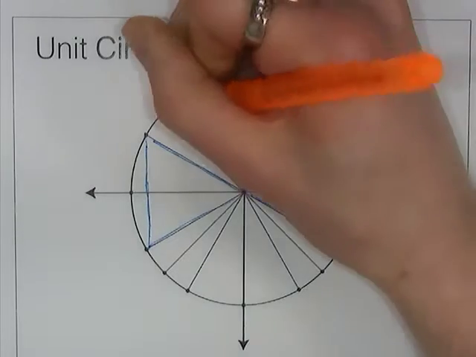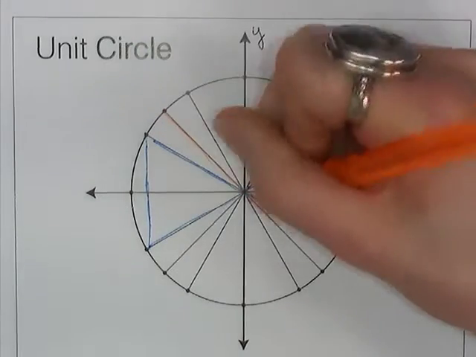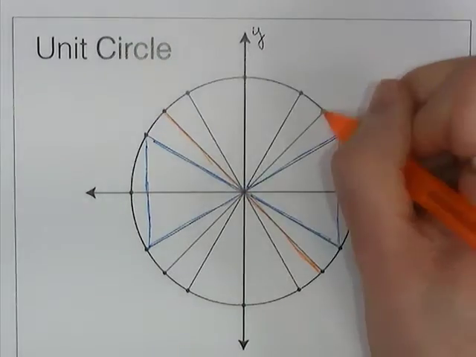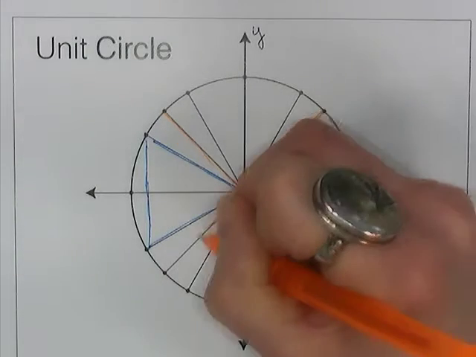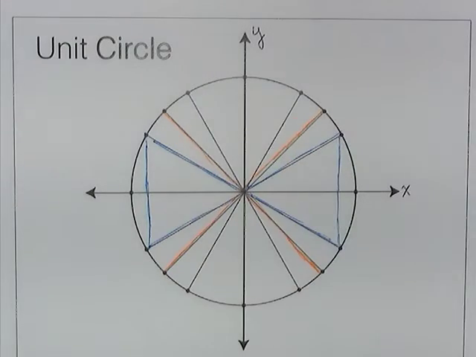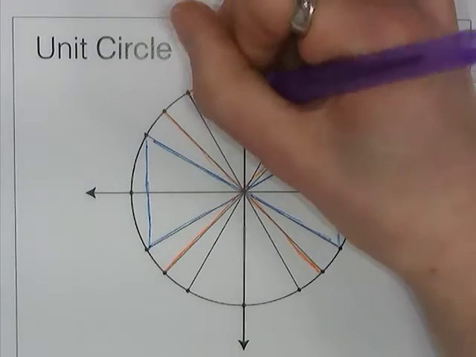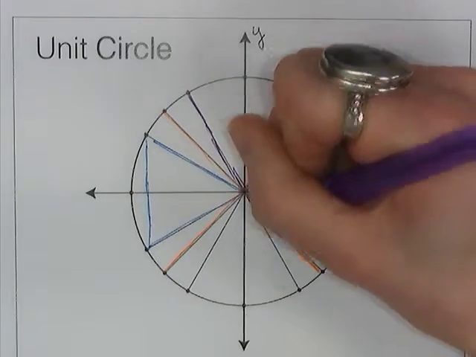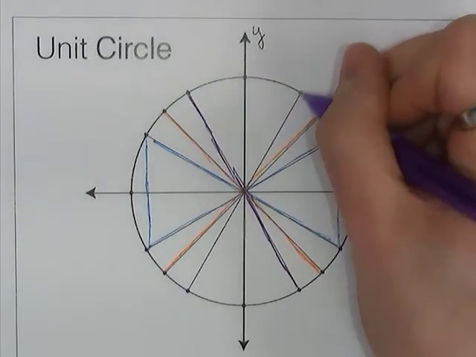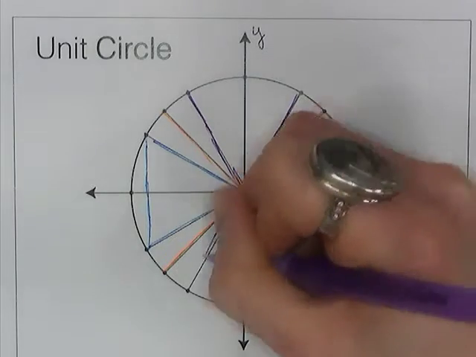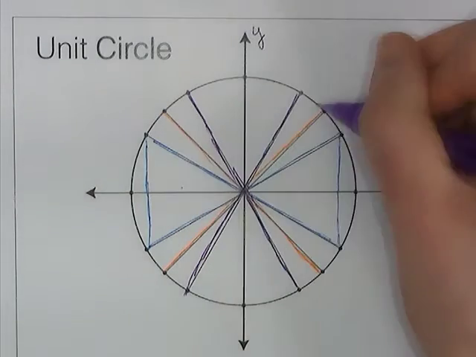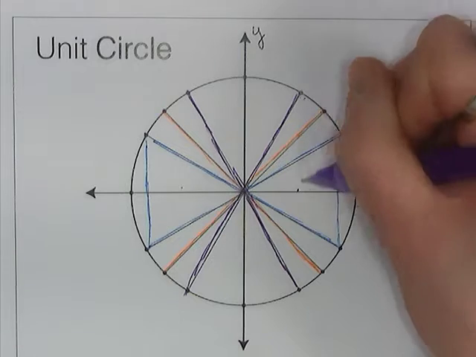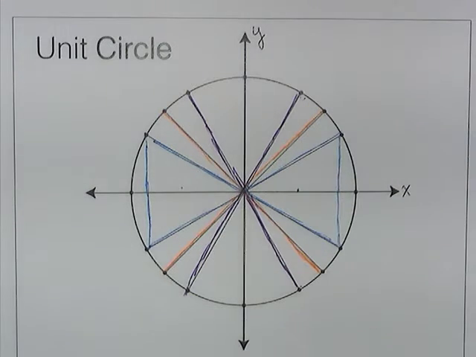So I'm just going to go ahead and color all the ones that are the same. That'll help us a lot coming up in a minute. I'm not going to draw all the congruent triangles, but these again have the same reference angle, same amount above and below the x-axis.